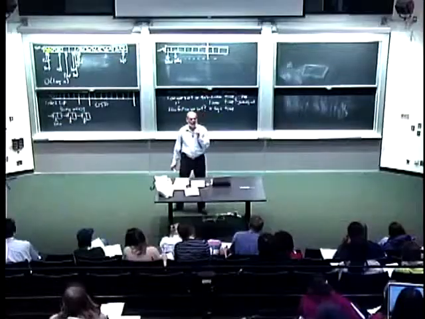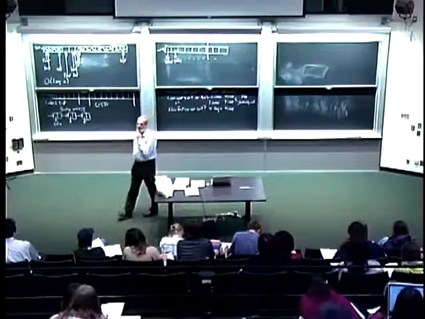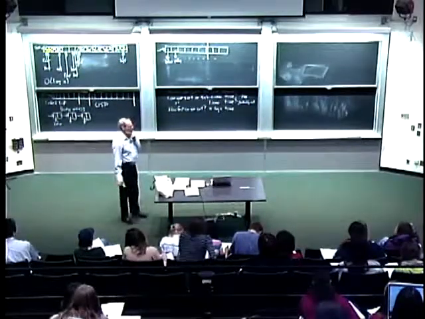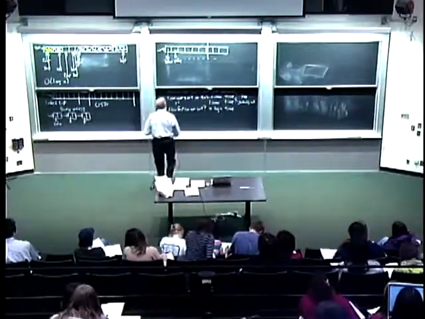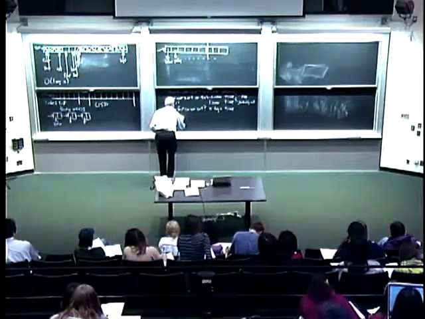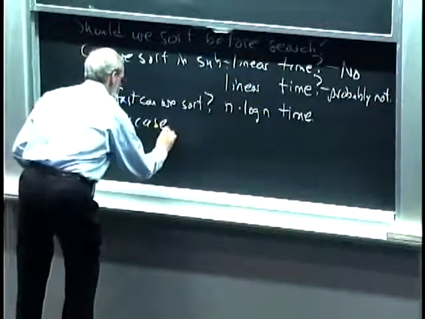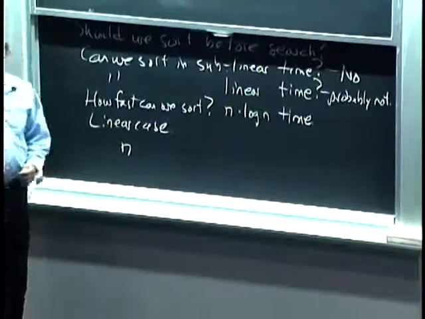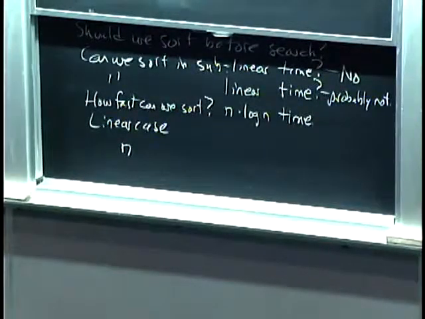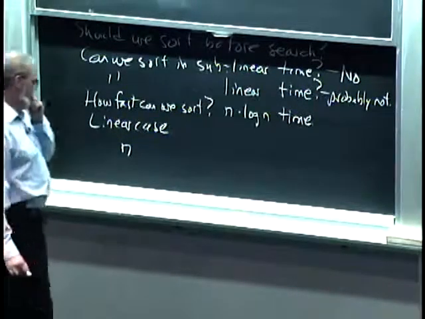Okay, so that still comes back to my question. If I want to search a list, should I sort it first and then search it? Let's do the comparison. If I'm just going to take an unsorted list and search it, I could do it in linear time, right? One at a time, walk down the elements until I find it. That would be order n.